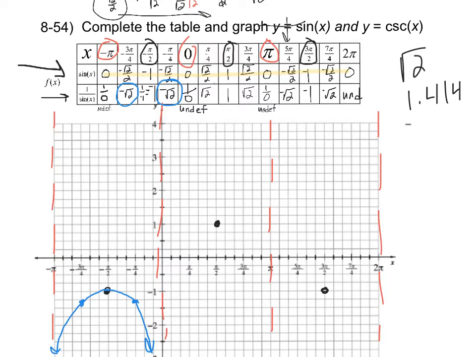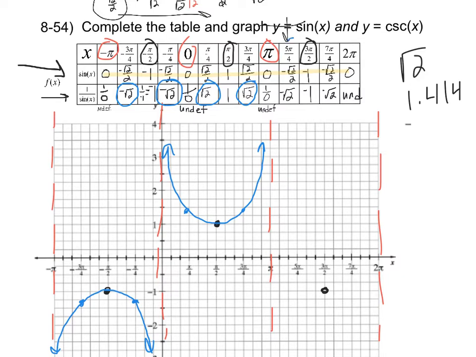Now if I look at positive square root of 2, that's going to be a positive 1.41. So when x is pi over 4, I have a positive 1.41. And at 3 pi over 4, I have another positive output of 1.41. And that creates something that looks kind of like a parabola opening up. Now they're not parabolas, they just look like them. We're going to call them hills and buckets.